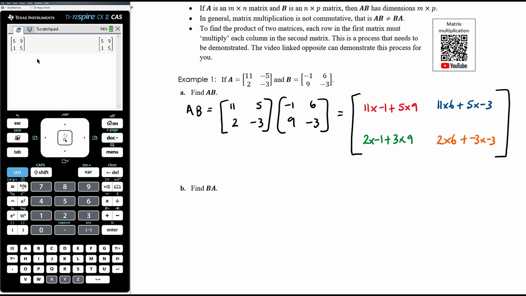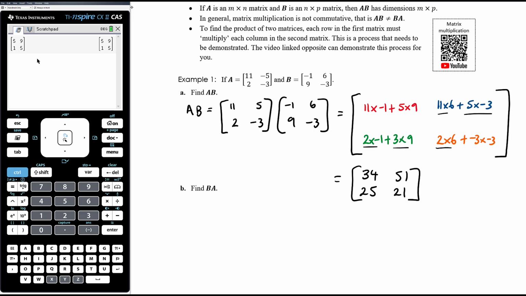Alright, so then we can work out what all those things are. 11 times negative 1, so it's negative 11 plus 45. That's 45 minus 11, so that's going to be 34. This is 66 minus 15, so that is 51. Sorry, it's late in the day and it's been warm. I'm not going to say I won't make a numeric error here. Negative 2 plus 27, so 27 minus 2, that's 25, and 2 times 6 is 12, plus negative 3 times negative 3, so 12 plus positive 9, 12 plus 9 is 21.